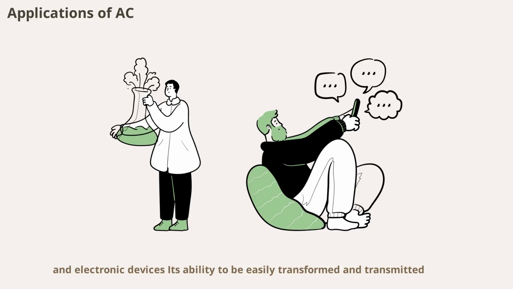Alternating current is used in countless applications, from powering homes and industries to running motors, lighting, and electronic devices. Its ability to be easily transformed and transmitted makes it the preferred choice for most electrical systems. Understanding the wide range of AC applications highlights its importance in modern life and technology.